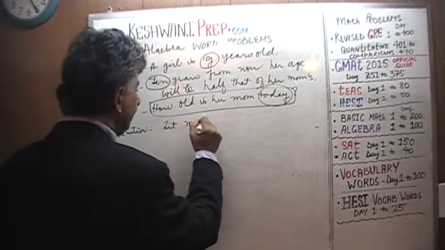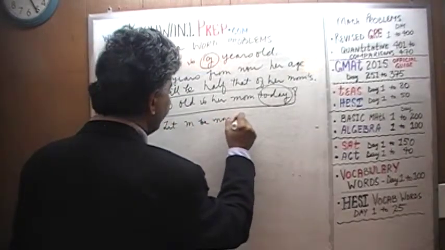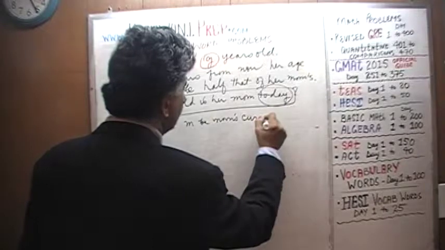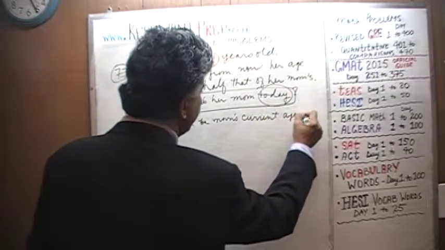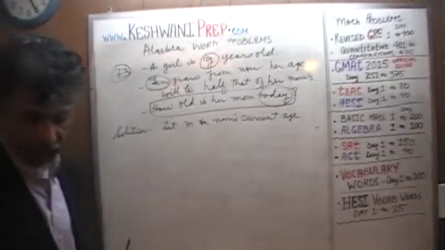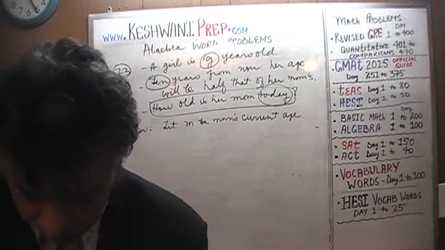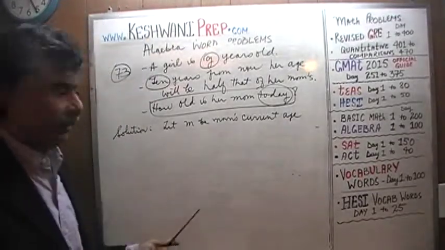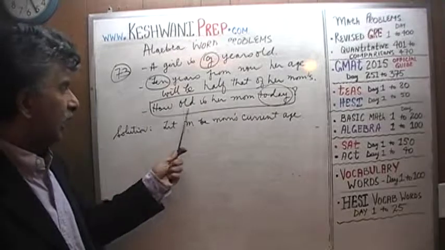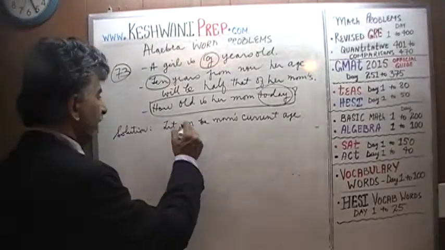So let's define our unknown. Let m be mom's current age. We define m as mom's current age because that's exactly what we're looking for, which means when we solve for m, we won't have to do anything else. That will be the answer, because they're looking for her current age. How old is she today? We're going to pretend that she's m years old.